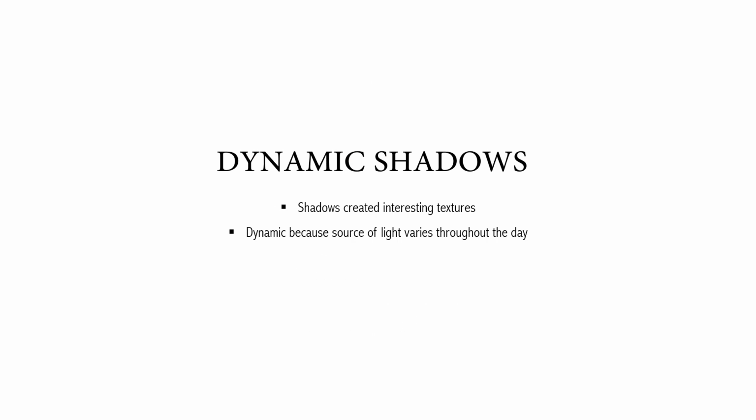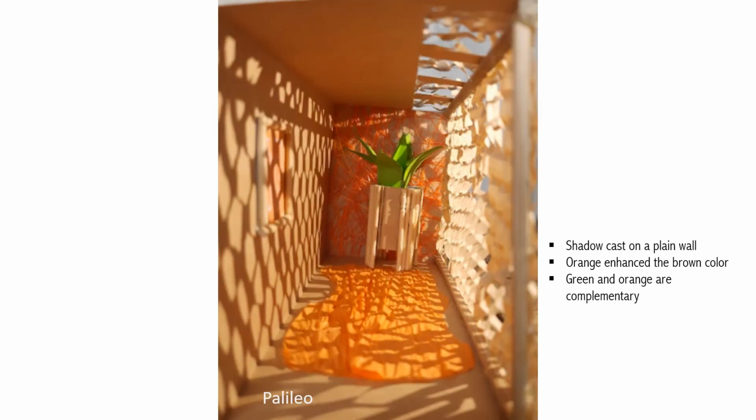So this set of design for this corridor has shadows, very sharp, crisp, and well-defined shadows that created interesting textures within the space. It's dynamic because the source of light varies throughout the day, so we expect that space to vary all throughout the day also. So this is the first example.